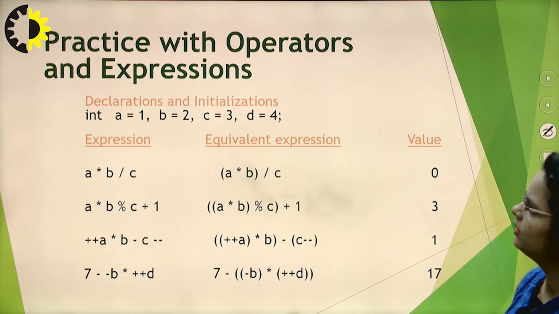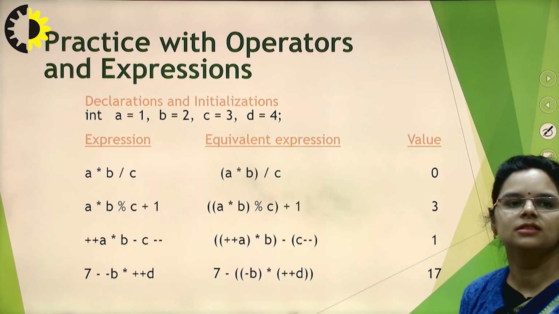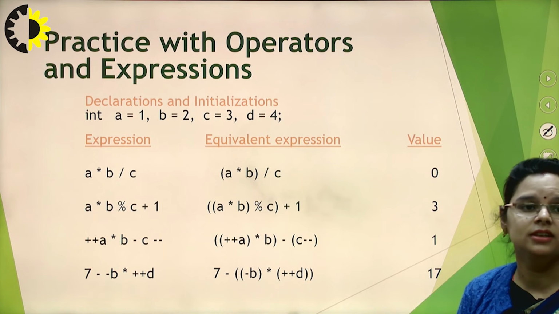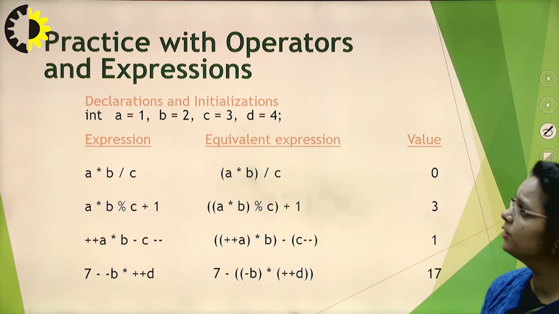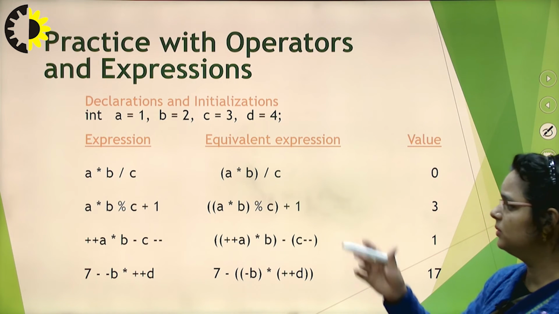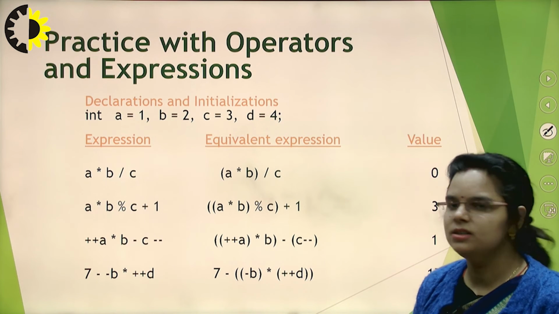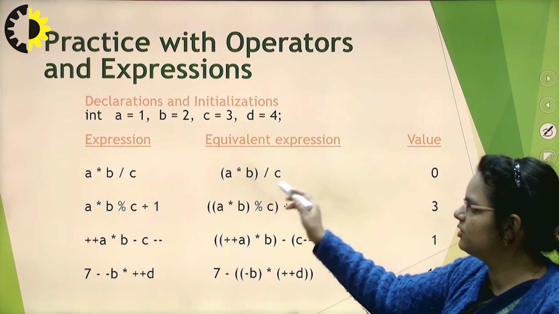Now let us move to another slide. So this is actually practice with operators and expressions. Let us take an example. We have initially declared the value of A as 1, B as 2, C as 3 and D as 4. So these are the expressions. As per our precedence and associativity, I have defined these expressions in parentheses.